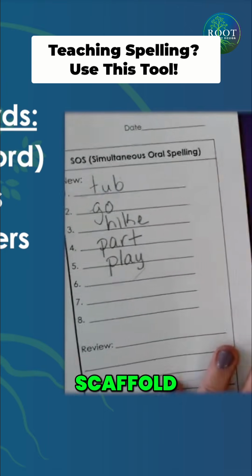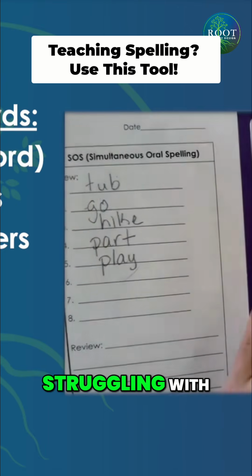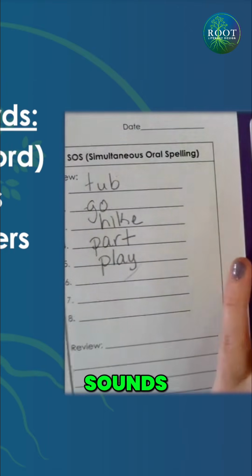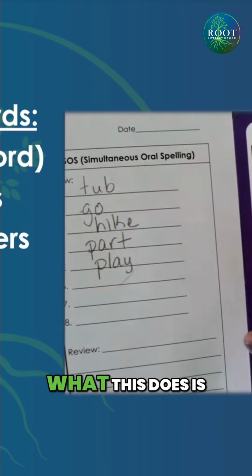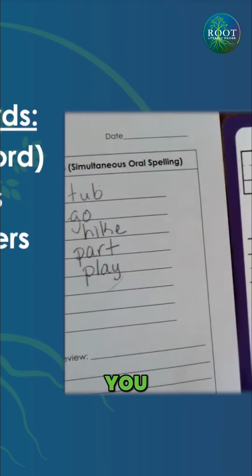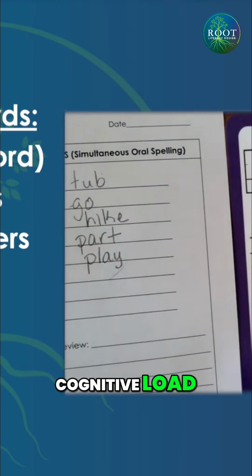This is a great scaffold, like I said, for students who are struggling with tapping and remembering how many sounds there were, how many taps they did. What this does is it holds it for you. So it takes that cognitive load off of your brain.